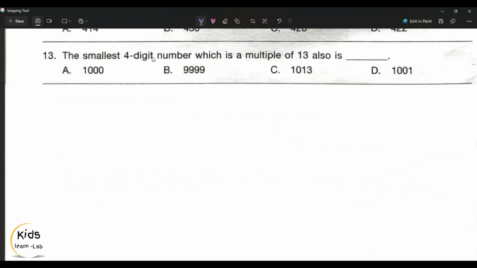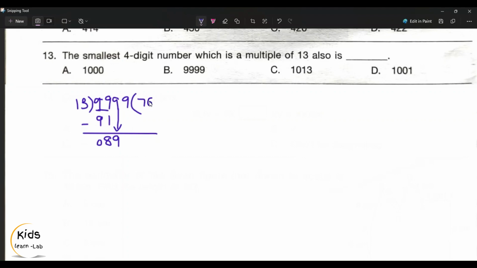13th question. The smallest 4-digit number which is a multiple of 13 also is dash. So this is a round figure. So this could not be the answer. Option B 9999. Let's check whether it's a multiple of 13 or not. Let's divide. It's a two-digit number, so take 2 digits. So 13 sevens are 91. 9 minus 1 is 8. 9 minus 9 is 0. So 9 comes down.